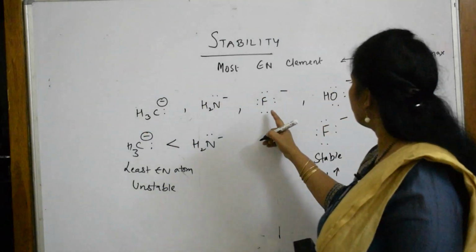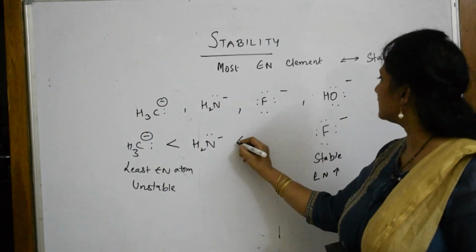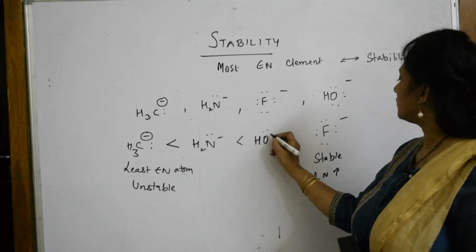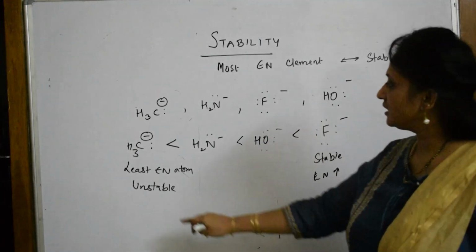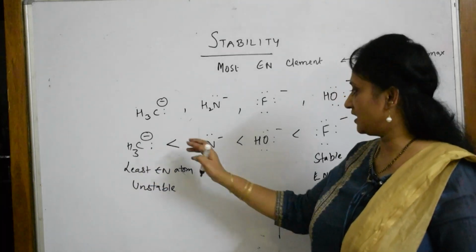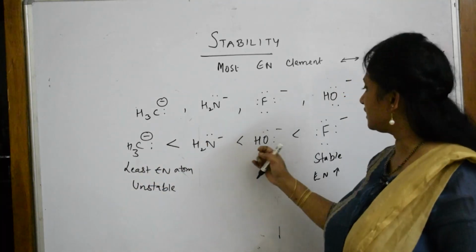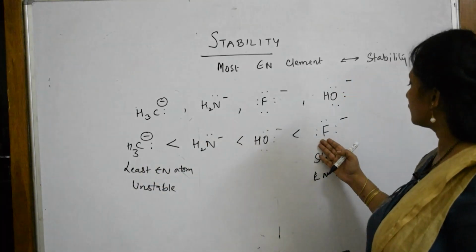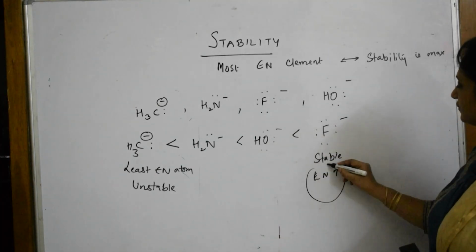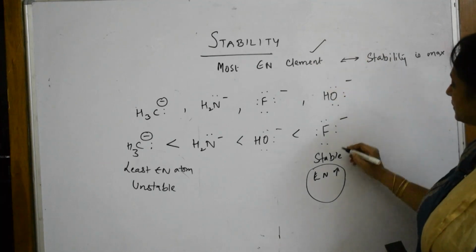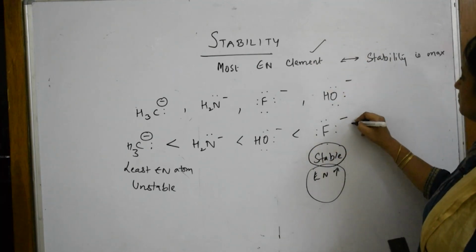After that comes, compared to these, fluorine is over, least is next, oxygen, because of its electronegativity. Now see, least electronegativity, then next comes nitrogen electronegativity, then next comes oxygen, then fluorine is maximum. So what is the concept? Whosever electronegativity is higher, the stability of the negative ion will be more.